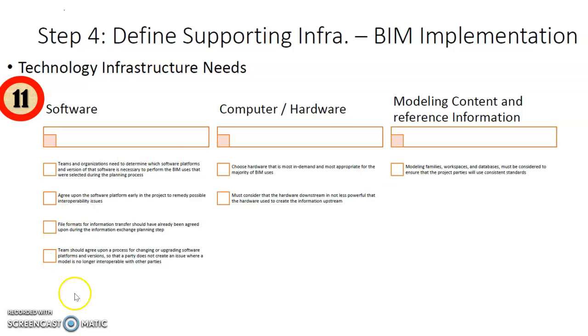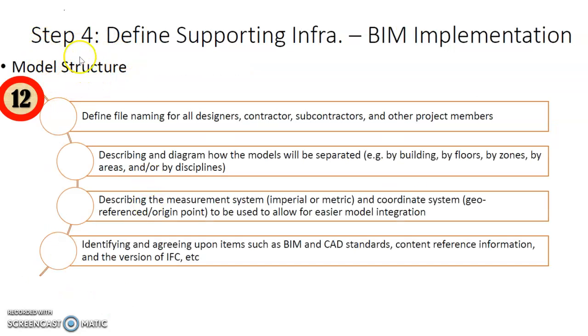The project team will also need to structure the model, or in a sense define the file naming for all the designers, contractors, subcontractors, and other project members, so that everybody is calling the same thing the same name. Or describe and diagram how the models will be separated. Is it building by building, floor by floor, zone by zone, or area by area, or by discipline, or is it a mix? And how do you then differentiate?